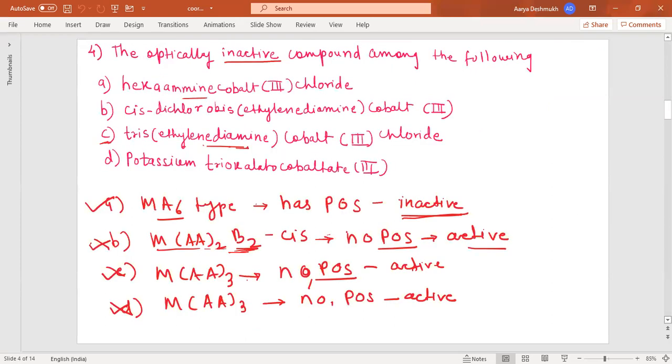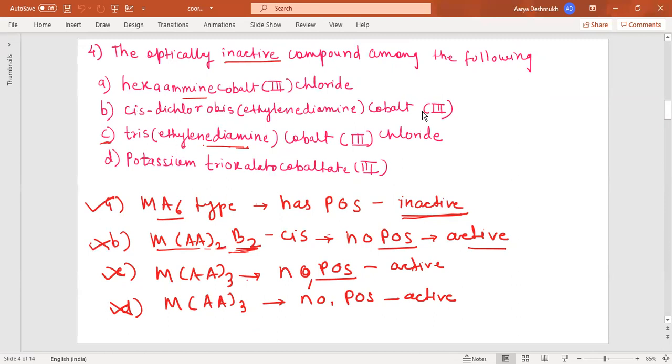Now the next question: the optically inactive compound among the following. Which one is the optically inactive? Now go one by one. For the first option, hexaamminecobalt(III) chloride, so it is an MA6 type of complex. It will have a plane of symmetry. POS means plane of symmetry. So it will be inactive.